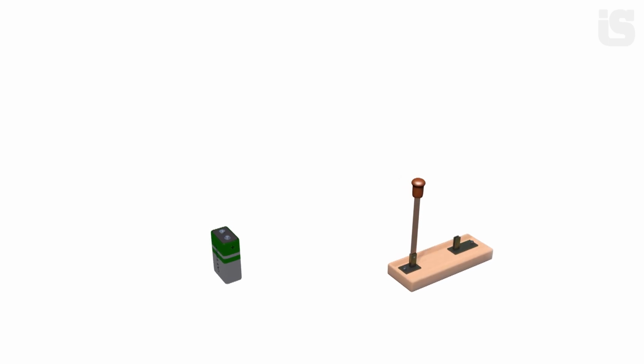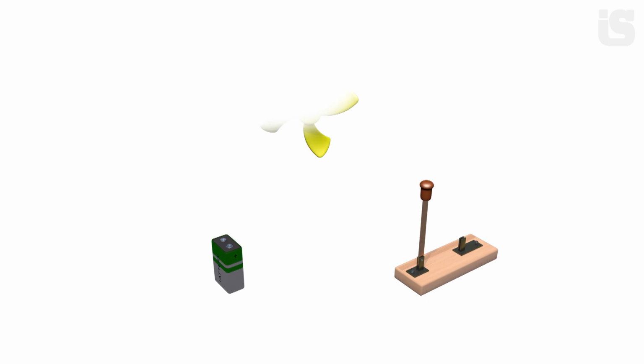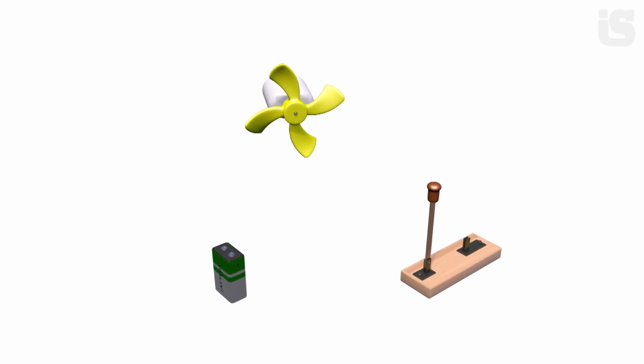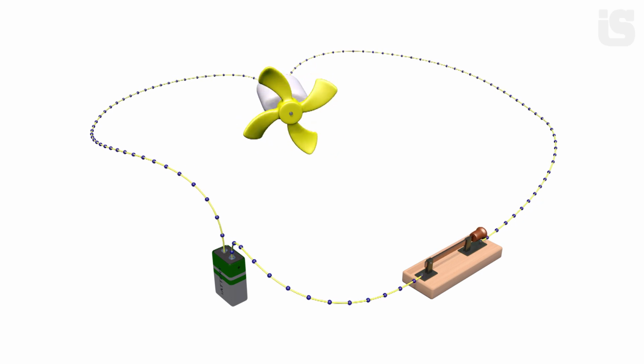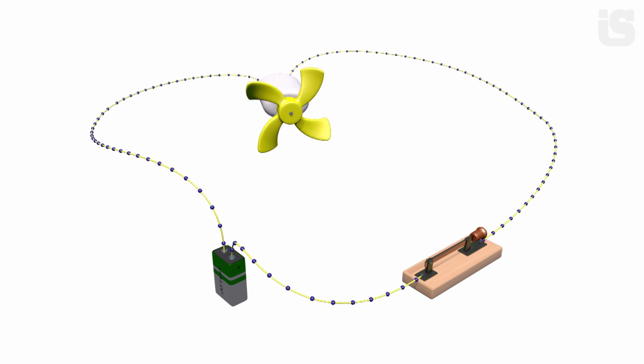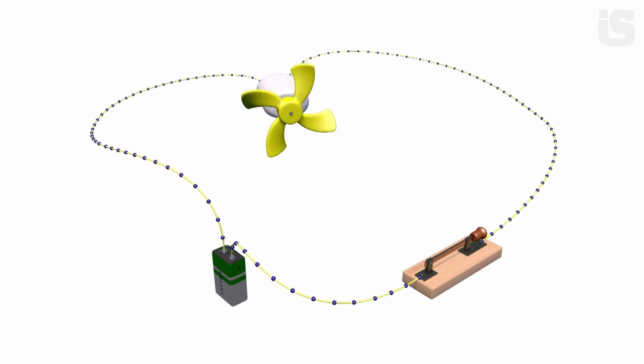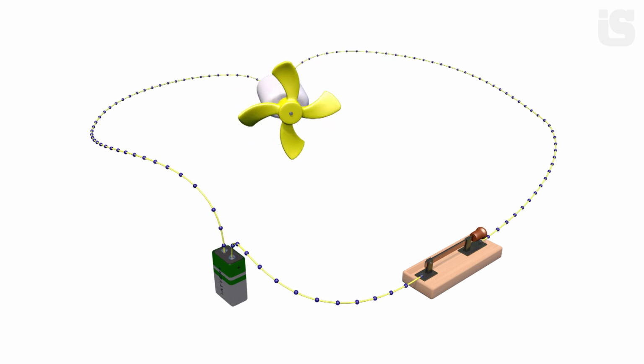Now let's consider what function electricity performs in an electric motor. Let's create an electrical circuit. Suppose we have a battery, an electrical wire, a fan, and a switch. We close the circuit and electric current flows through the wires, just as water flows through pipes. The fan will spin. This will continue as long as the circuit is unbroken.